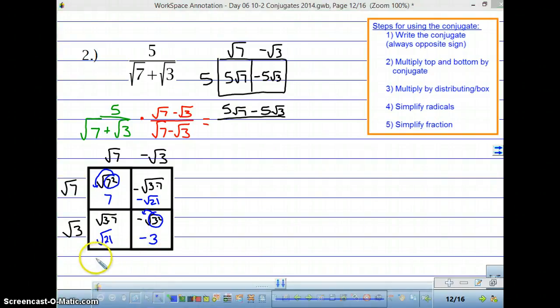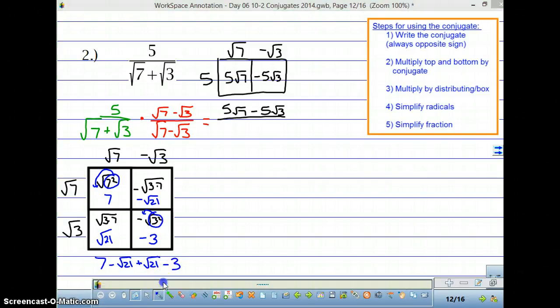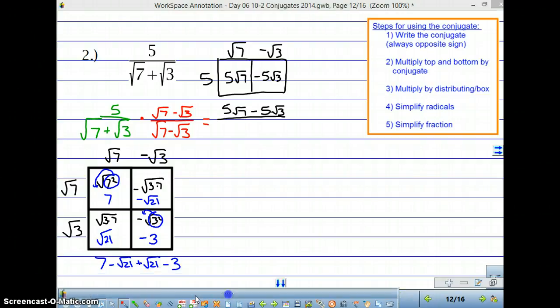Take all these blue numbers down. We've got 7 minus root 21 plus root 21 minus 3. Do you see a pattern? I got a zero pair in the middle. 7 minus 3 is 4. All right, and on the bottom here then, we just have 4. Can you reduce this in any way? No.